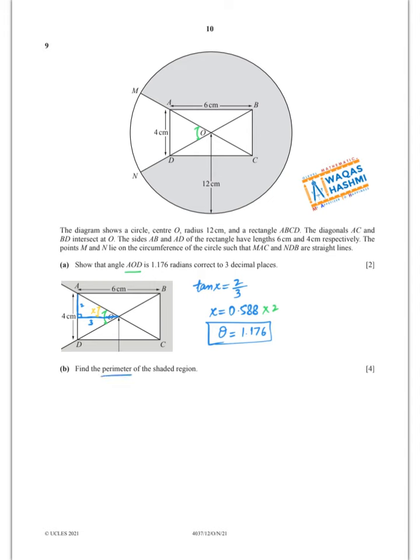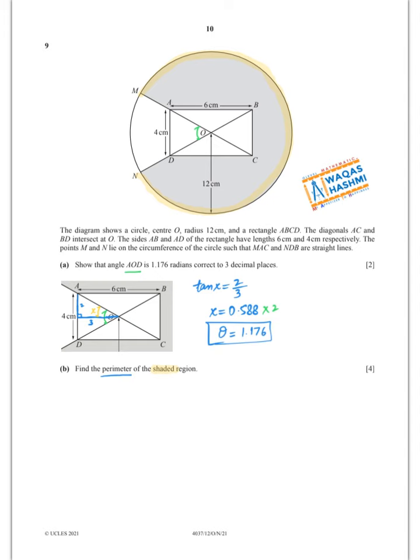What do you mean by perimeter? Perimeter is the sum of all sides, right? At first, we need to highlight the boundaries of your shaded region, right? So for the shaded region, we need to find out the arc length of MN. That complete length we need to find out. That is the first part.